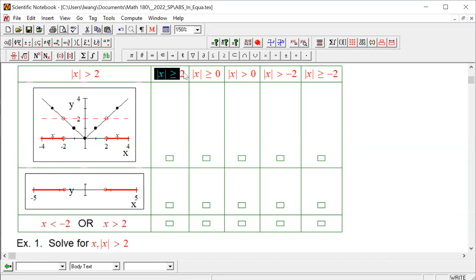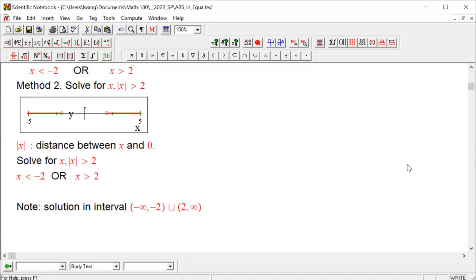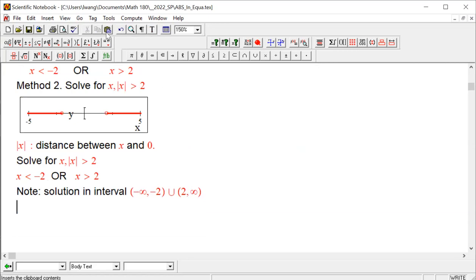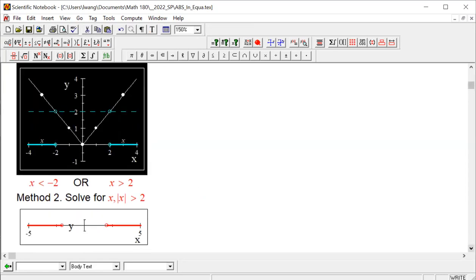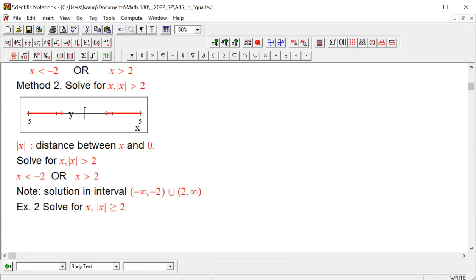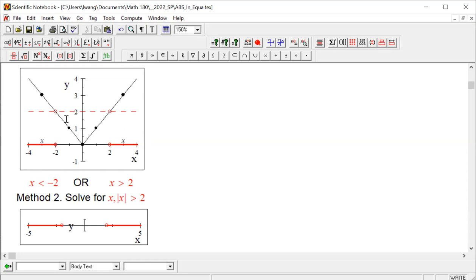The next example, of course, is greater than or equal to 2. Let's see example number 2. Still solve for x, and the inequality is greater than or equal to 2. We have done greater than 2, we have done equal to 2. So the only difference between these two methods is that it will be including the points at the endpoints.